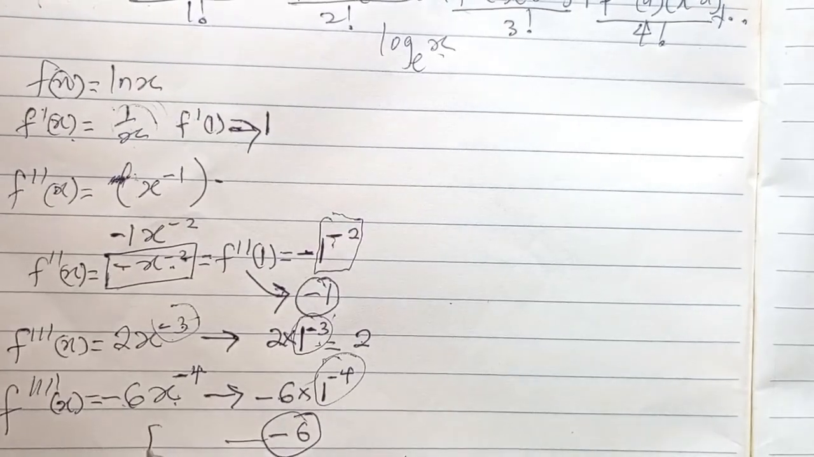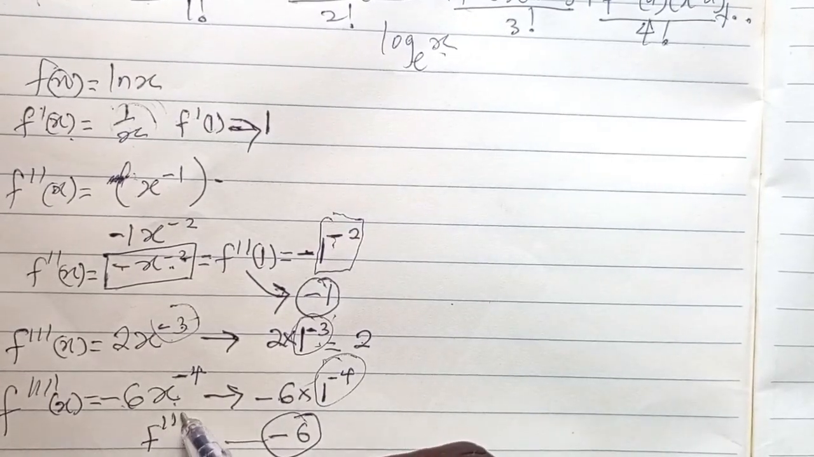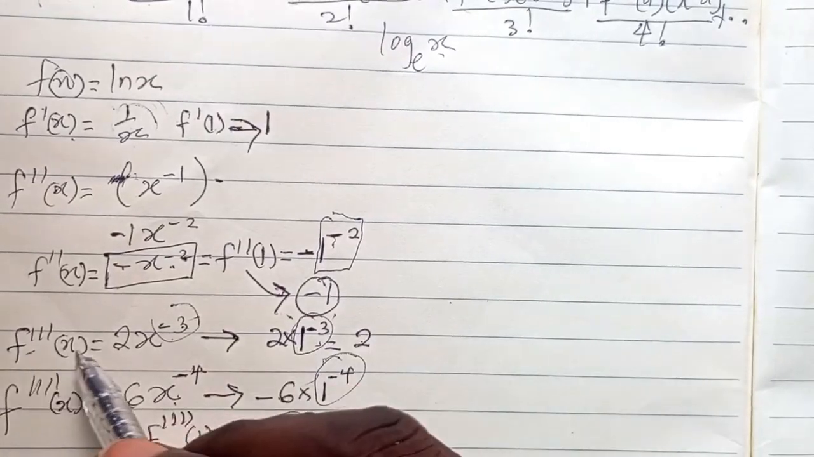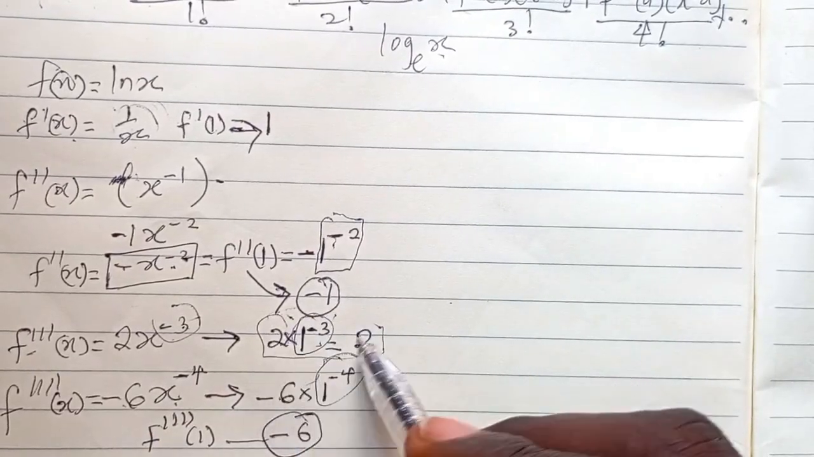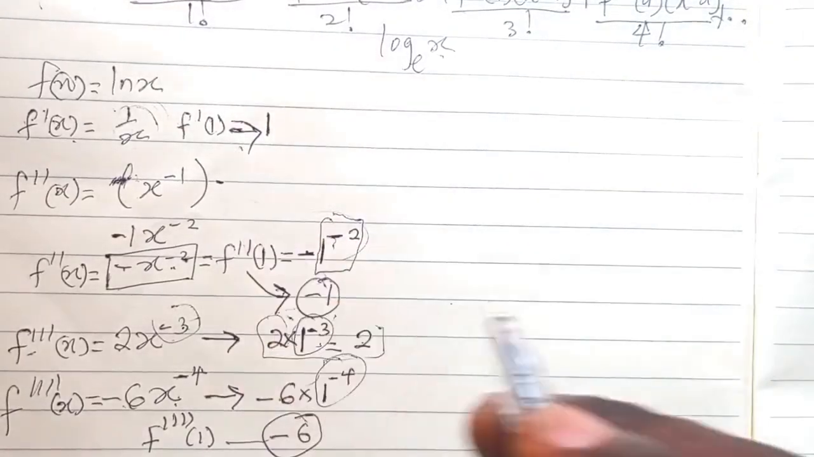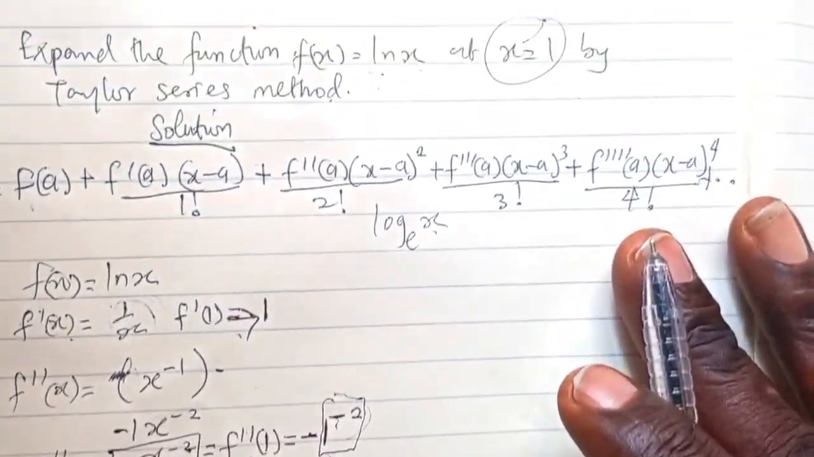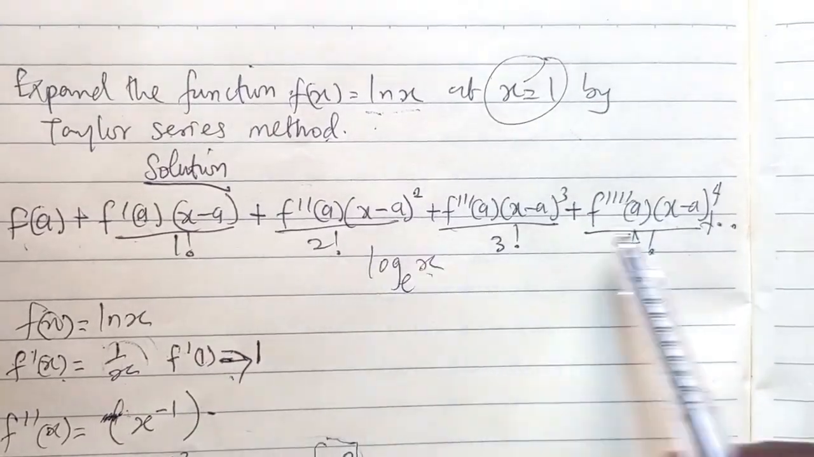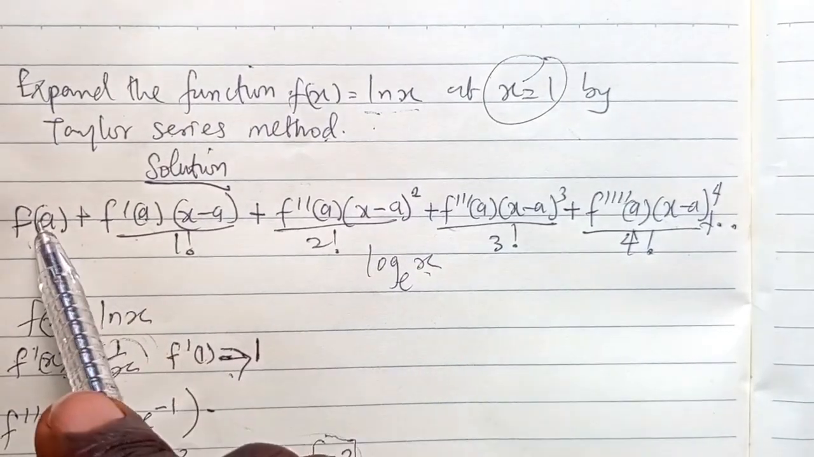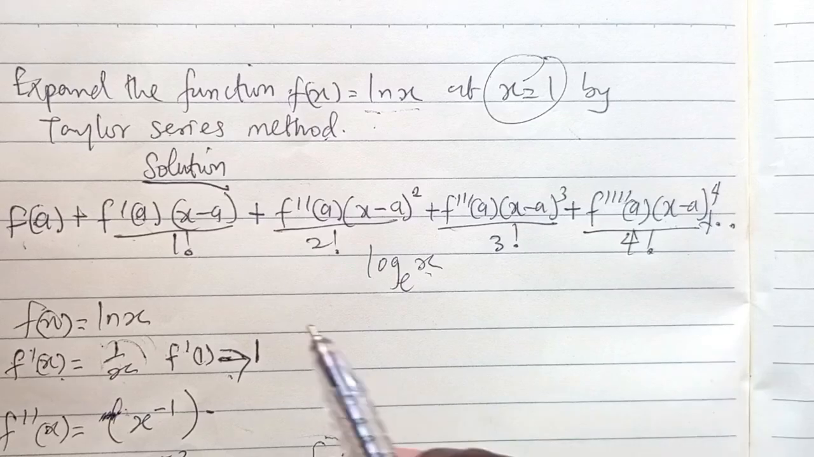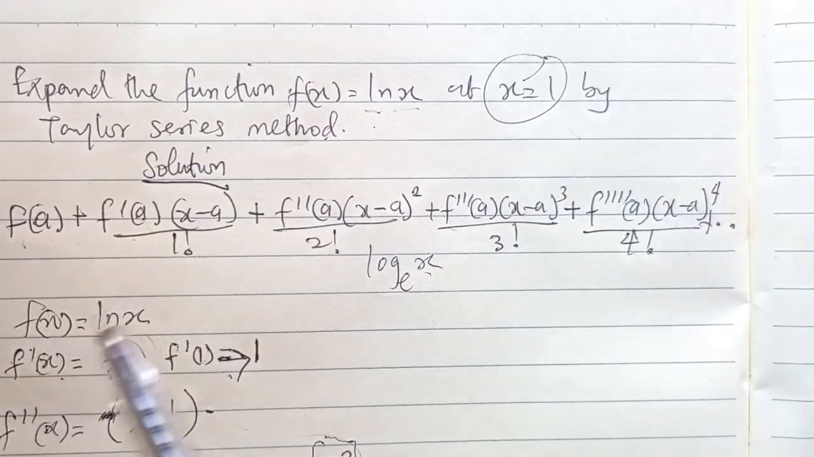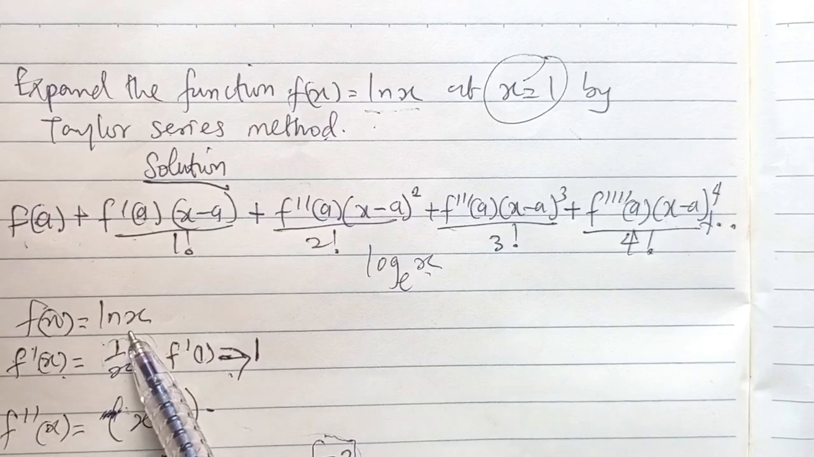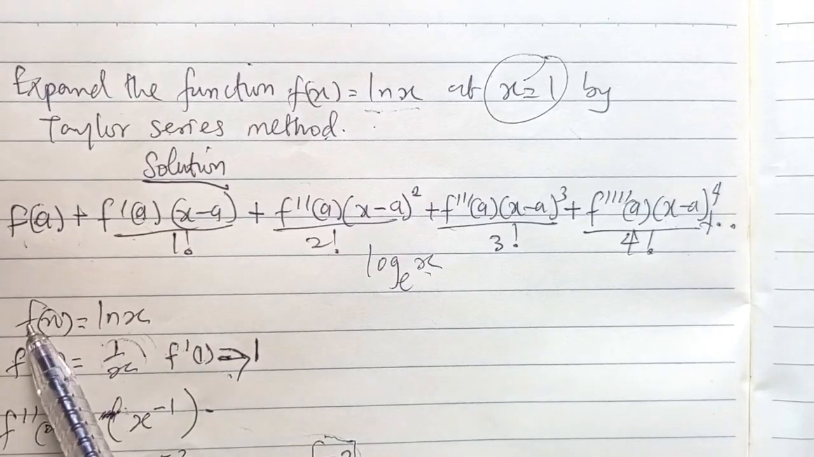This one here is f prime prime prime prime of 1. I already have this one as f prime prime of 1, and all these other ones here. So I'm going to put them together now into this part and get the final answer. Look at how the answer will be now. I'm going to start with the first one, f of a, which is f of 1. I've not even done that one, sorry about that. F of 1 is the first one.